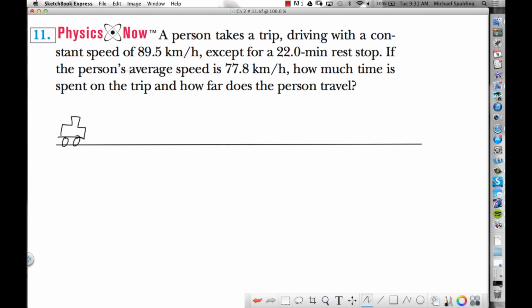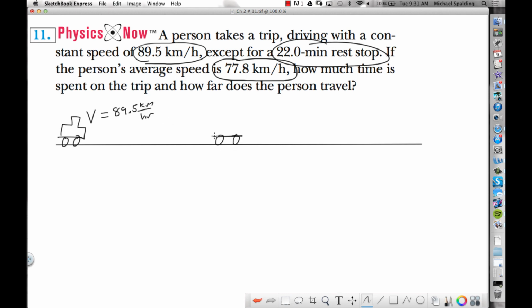We're given the speed while driving, which is 89.5 kilometers per hour. And then we're given the average speed for the whole journey, which is obviously less than the speed while driving because there's a rest stop here. We're told that this person takes a 22-minute rest stop. Okay? So the velocity while in motion is 89.5 kilometers per hour.